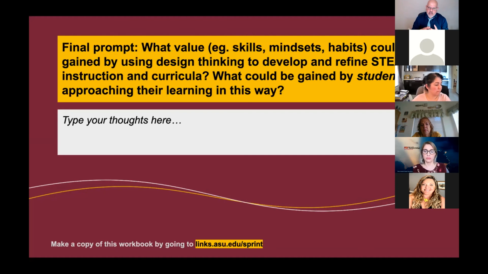Then it's really a matter of us getting out of the way and letting them do that, right? And so that's a really powerful thing. So thank you for sharing that.